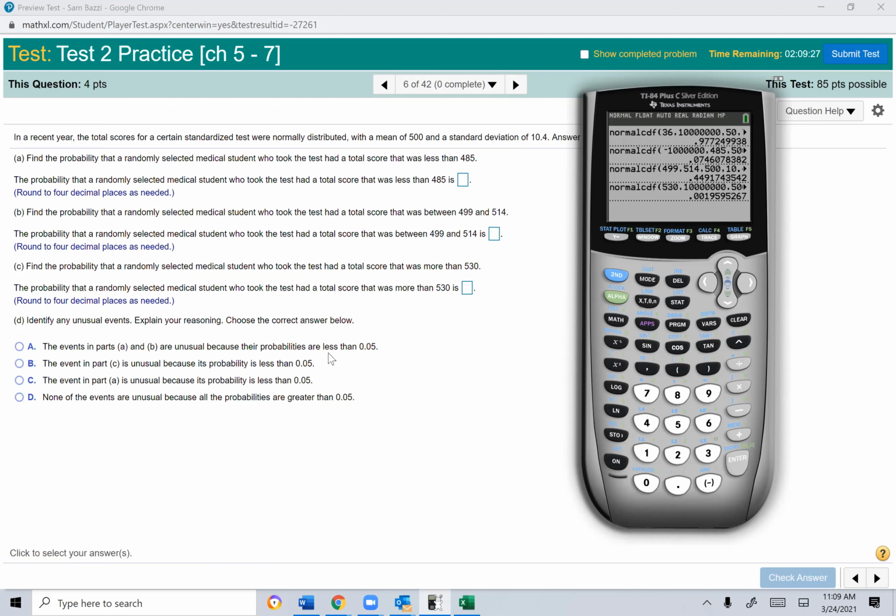Are any of the events unusual? Well, actually, yeah, this one is less than 5%. So the last one is unusual because it is less than 5%. So you say the event in part C is unusual because the probability is less than 5%. Let me clear this and take it to the next question.